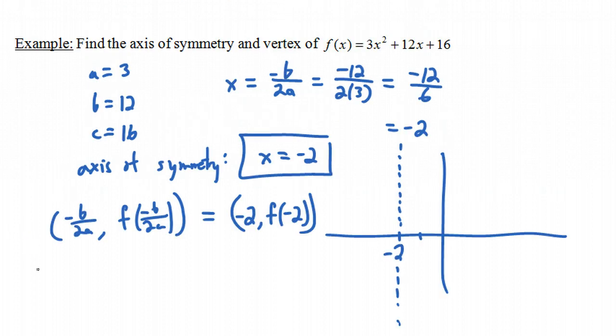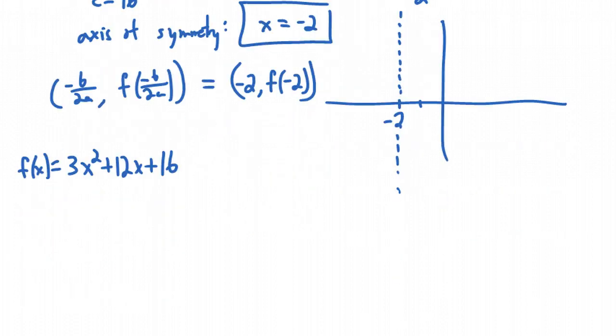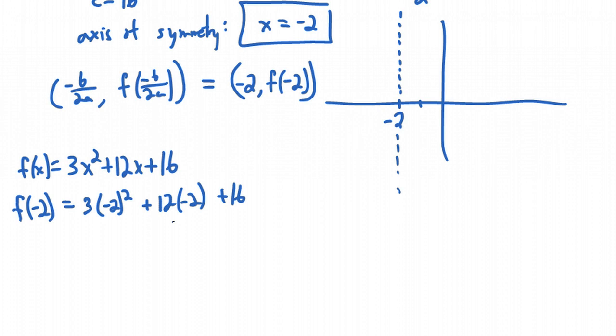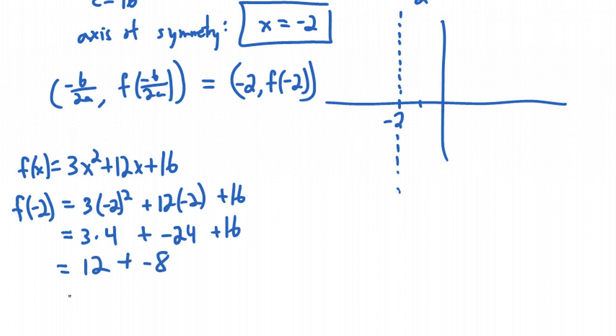Let's recall f(x) = 3x² + 12x + 16. So now let's plug in −2. f(−2) is 3 times (−2)² plus 12 times −2 plus 16. So that would be 3 times 4 plus −24 plus 16. So that's 12 plus, well, −24 plus 16 is −8, and 12 plus −8 is 4. So f(−2) is 4. We just plugged in −2 everywhere we saw an x in this formula, and we got 4. So actually, our vertex is (−2, 4).